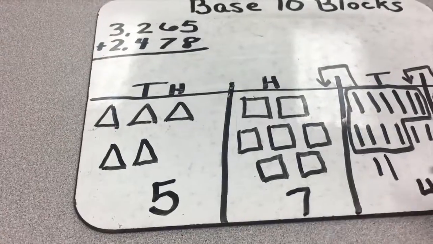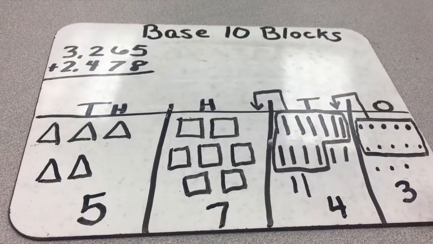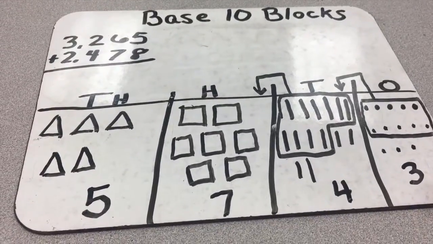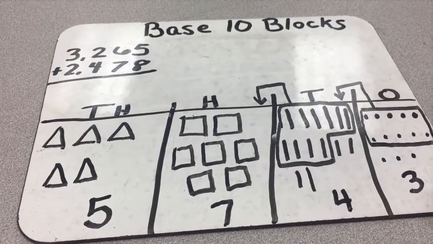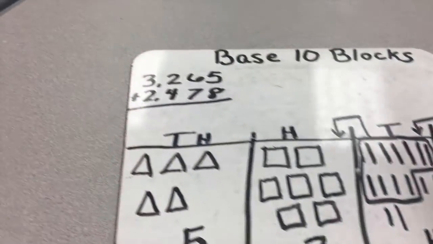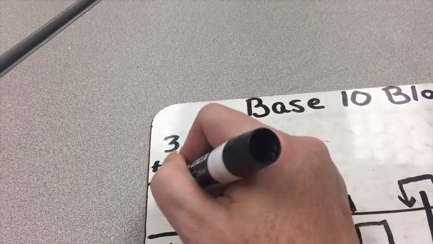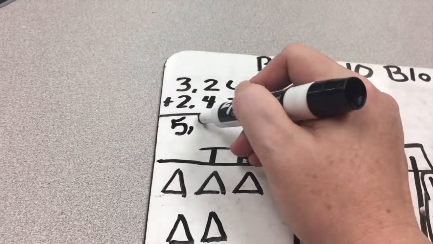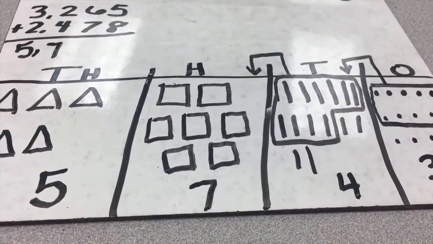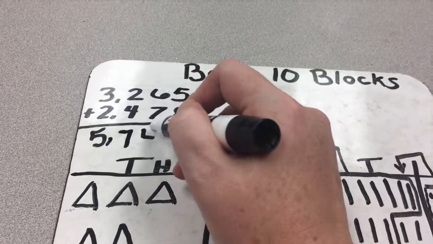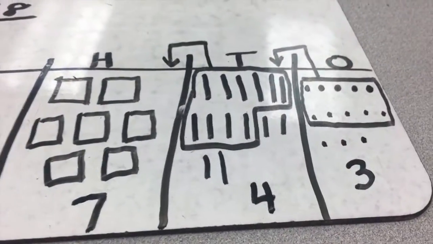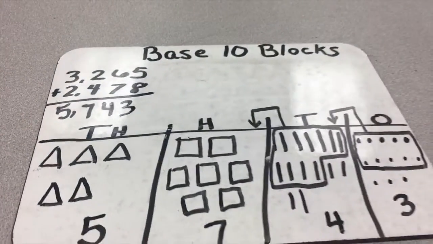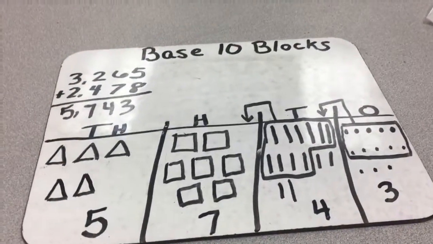So now I can look at what I have recorded at the bottom. That is the sum of 3,265 plus 2,478. The sum is 5,743. That is how we use the base 10 strategy.